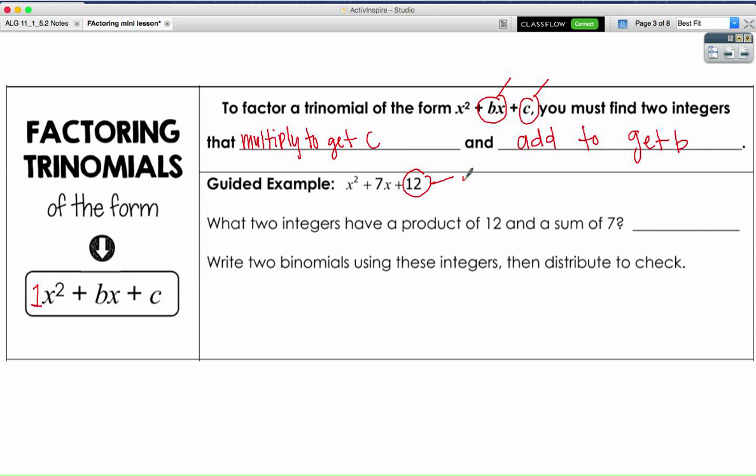So we're looking at a 4 and a 3, a 2 and a 6, or a 12 and a 1. Out of those combinations, the numbers that multiply to give me 12, the combination that also adds to give me 7 is 4 plus 3. Because it has to multiply to give me 12 and add to give me 7. So 4 and 3 are the factors we're looking at.